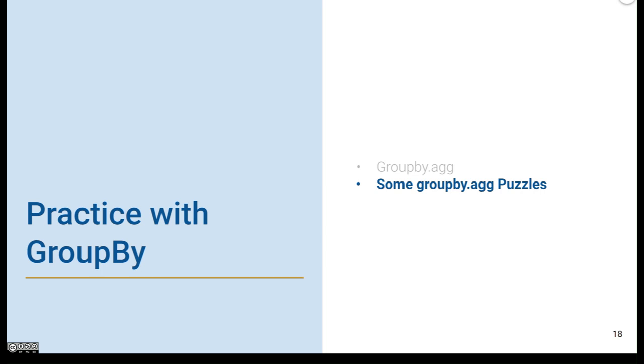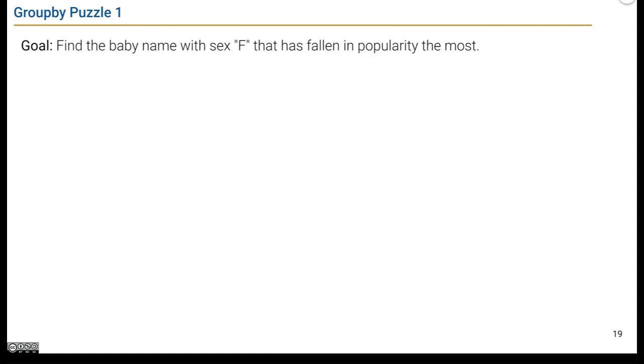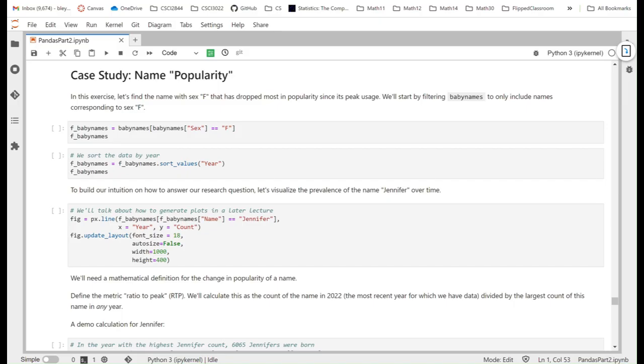Now let's put into practice what we learned in the last lesson about using GroupBy. Suppose I would like to find the baby name with sex female that has fallen in popularity the most. Let's just do some exploration with the data first before we get into the details of this.